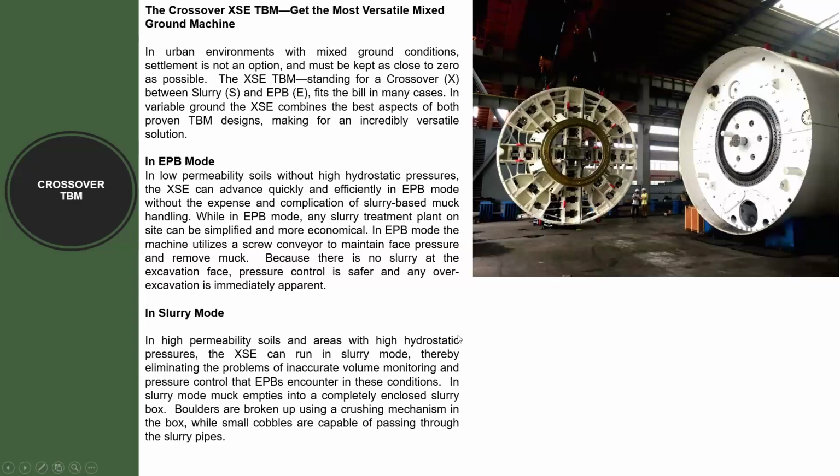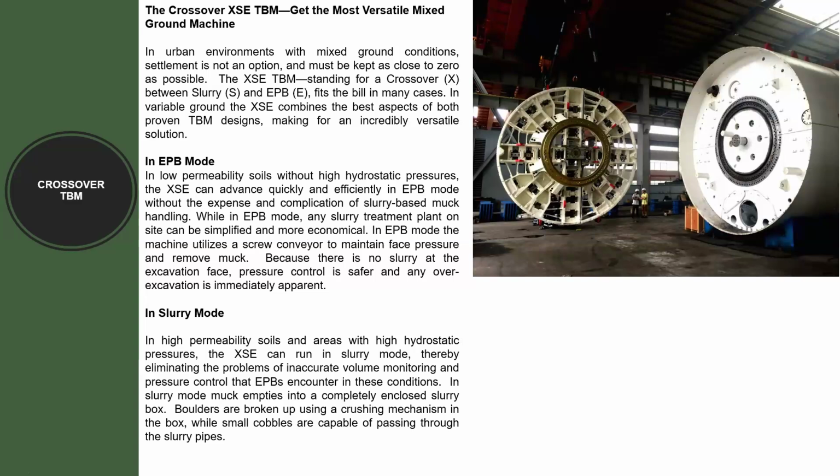Another machine is called the XSE machine. XSE means X is the crossover, S is the slurry, E is the EPB. So here you have a combination of both slurry as well as EPB machine. So you can work in both high permeability ground as well as low permeability ground.